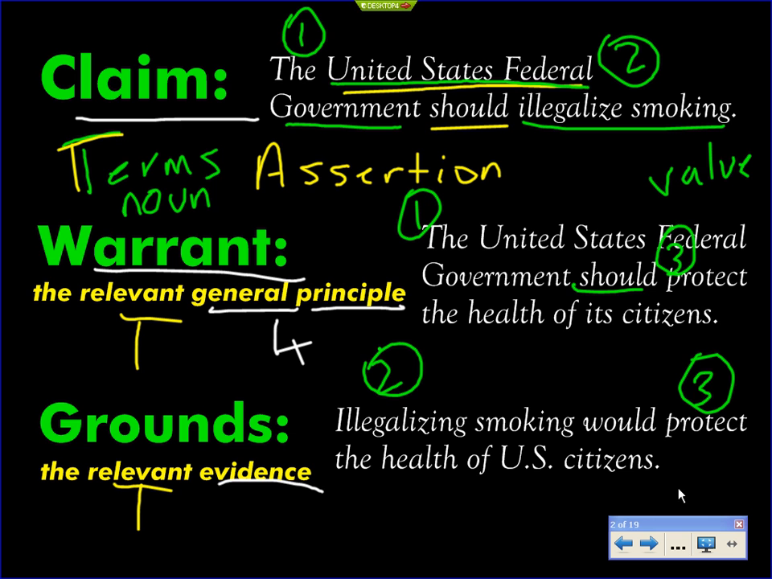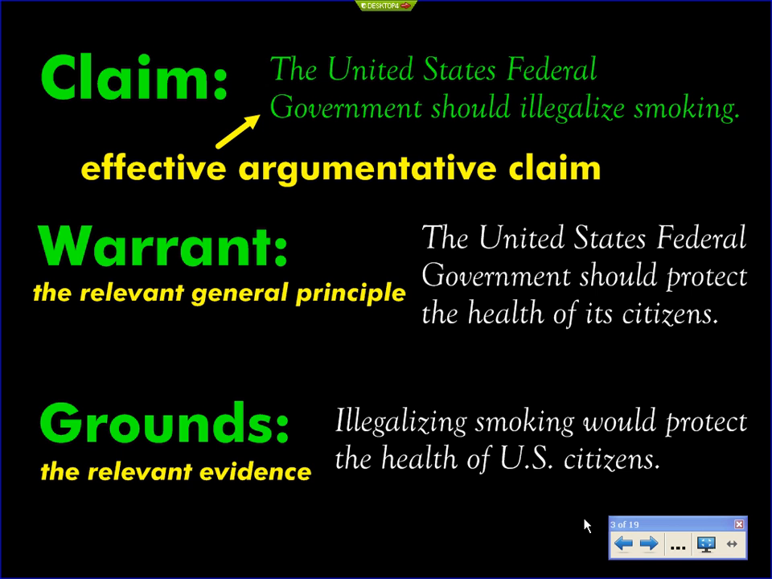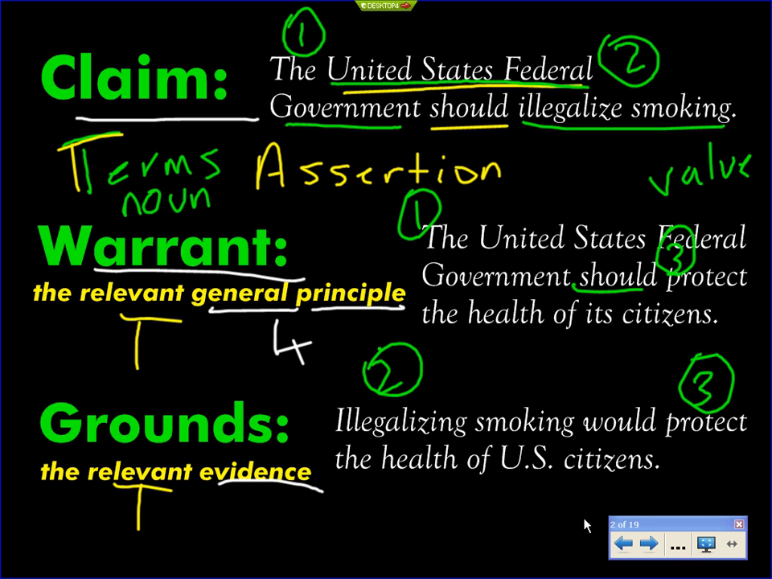To review, go through this quickly. Oh, Dakota. Does our warrant have to be like a really basic idea? It should be a general principle that will apply to your claim as well as other claims that you could envision. So if I have this warrant about protecting the health of citizens, then I could devise a claim that says the U.S. federal government should provide immunizations, right? And that protects the health of citizens. I could say the U.S. federal government should enact pollution restrictions. I could apply that warrant to a number of different claims. You should be able to do that.